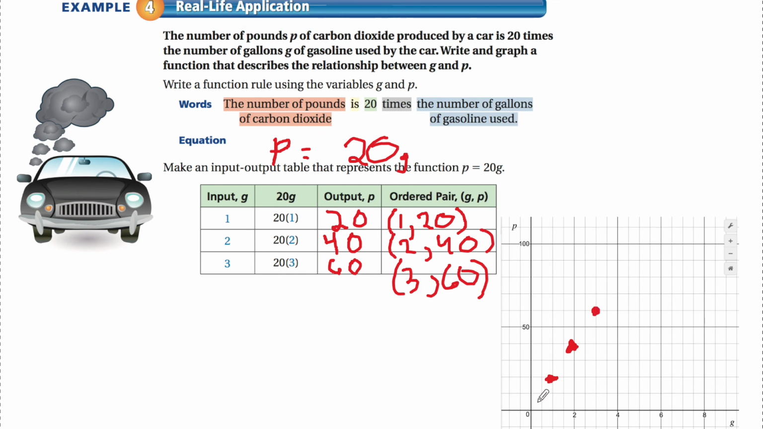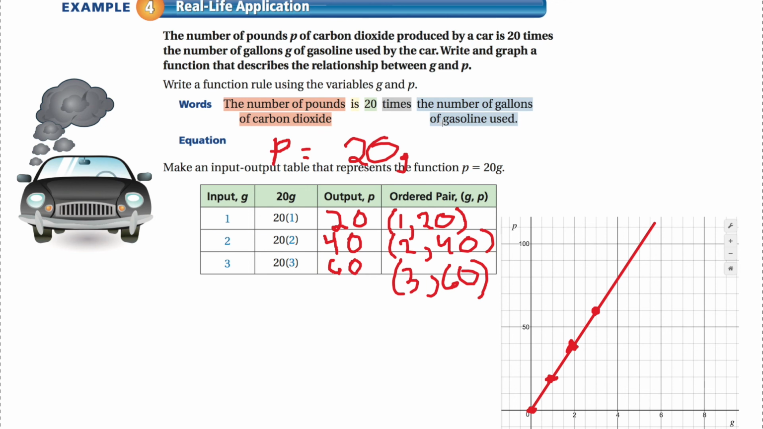Now remember, if we use no gasoline, we create no emissions. And it's impossible to use negative gasoline. We can't have negative gallons of gas in our car. So we're going to start at 0. That means that this is a proportional relationship. So now we use our line tool and connect all of these points on our graph. And we have now successfully graphed our function. That's all there is to example 4.